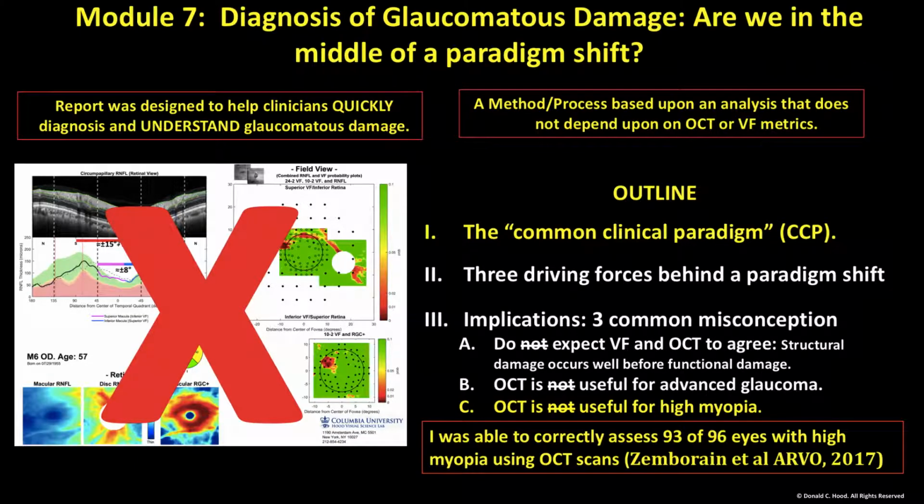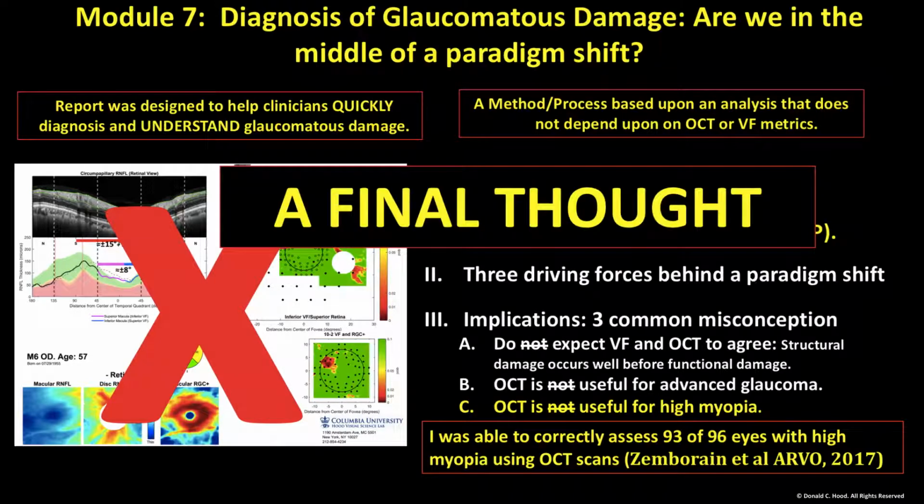Okay, in a study that we presented at ARVO in 2017, I was able to correctly assess 93 of 96 eyes with high myopia using just the OCT scan. So in general, the point being, scan the high myopes. You have to be a little careful in doing the scanning, but if you do it carefully, you're going to be able to, in most cases, use the OCT.